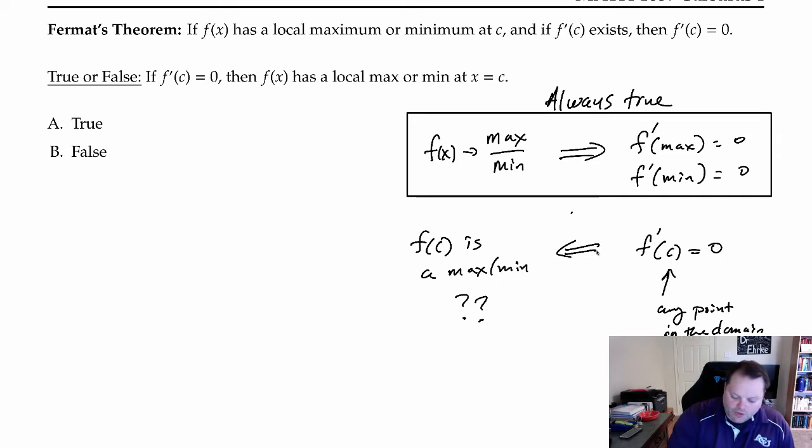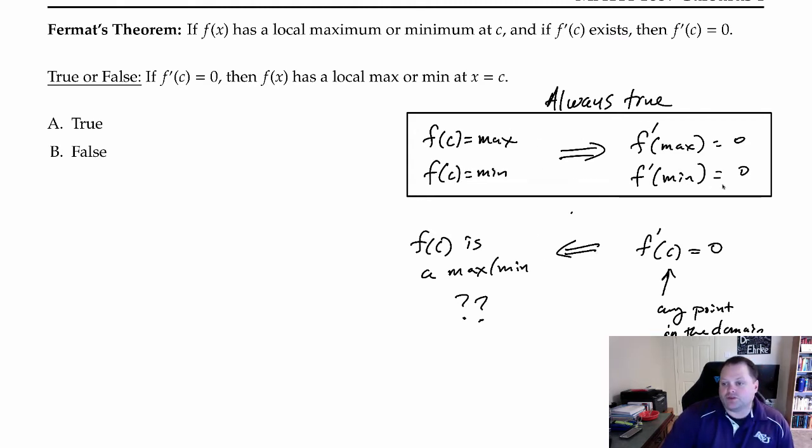Right? So maybe write it this way. If f at c is a maximum or f at c is a minimum, then I automatically know the derivatives at those points are 0. But can I reverse it? In other words, if the derivative at a point is 0, does that automatically imply that that point on the original function is a max or a min?